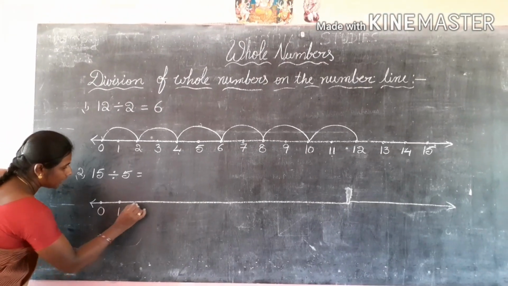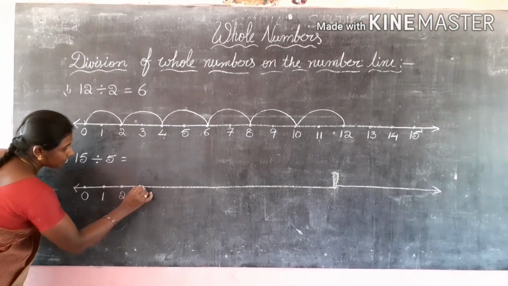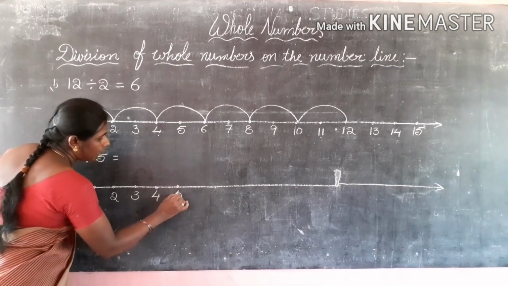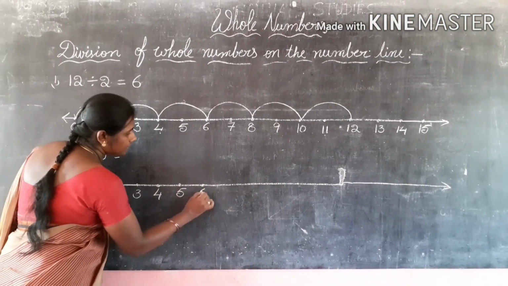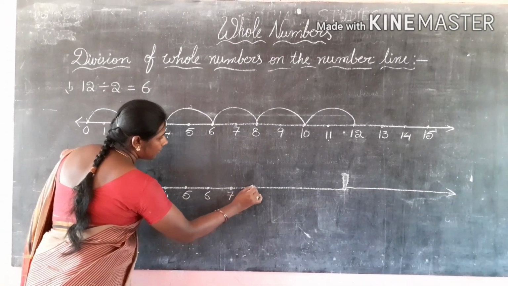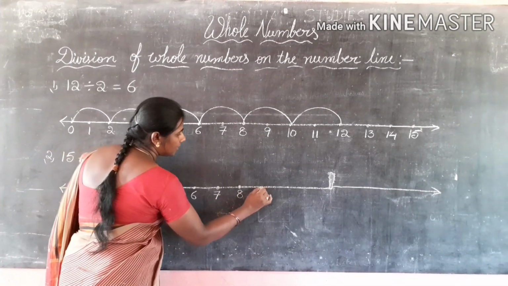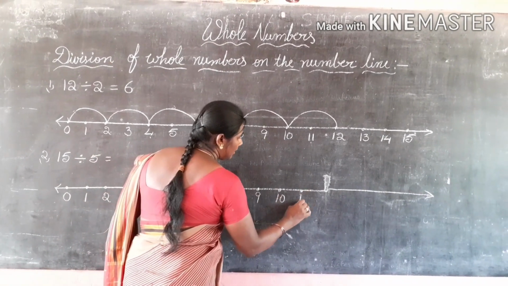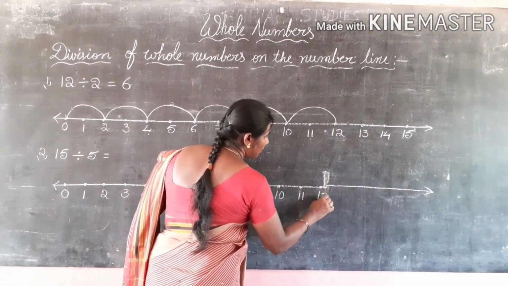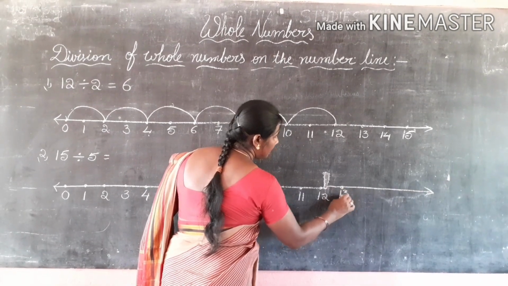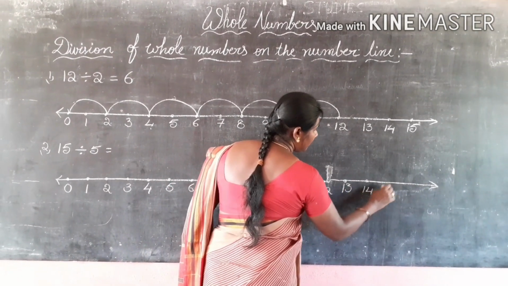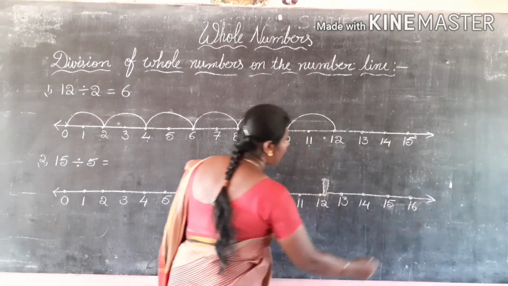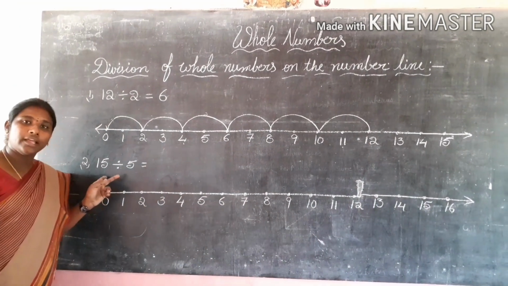Zero, 1, 2, 3, 4, 5, 6, 7, 8, 9, 10, 11, 12, 13, 14, 15, 16. Here, what is the first number?